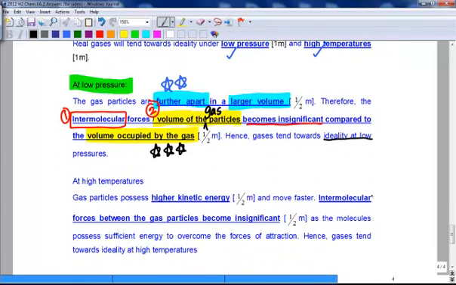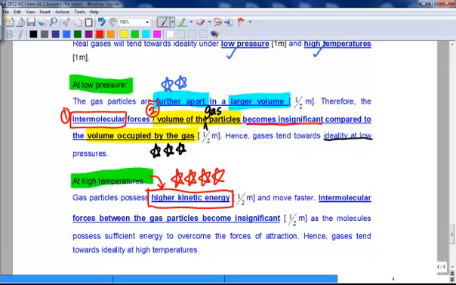So at high temperature, I think quite a few of you forgot to put in this point about higher kinetic energy. At high temperature, immediately link it to higher kinetic energy. And from then onwards, your intermolecular forces, again, please indicate between what? Between the gas particles, become insignificant. And hence the gases tend towards ideality.